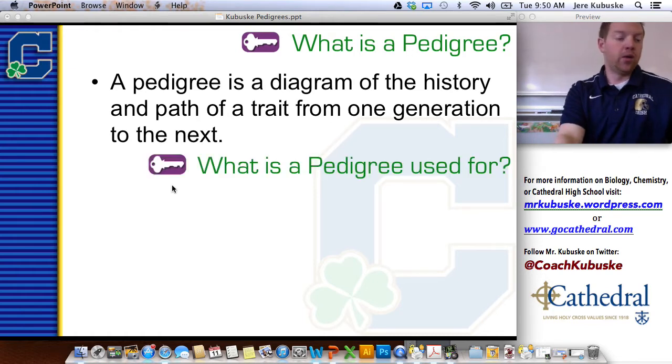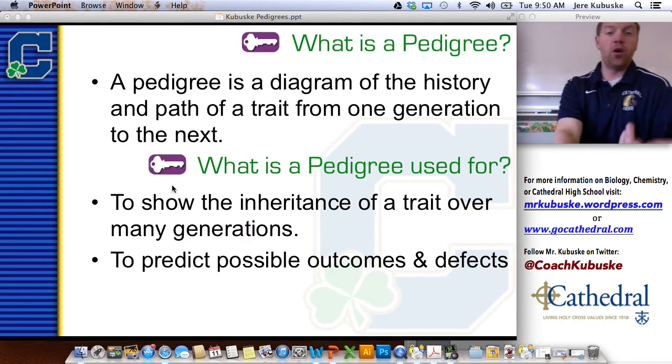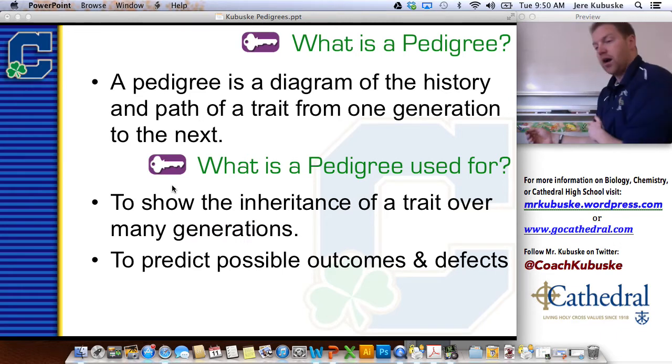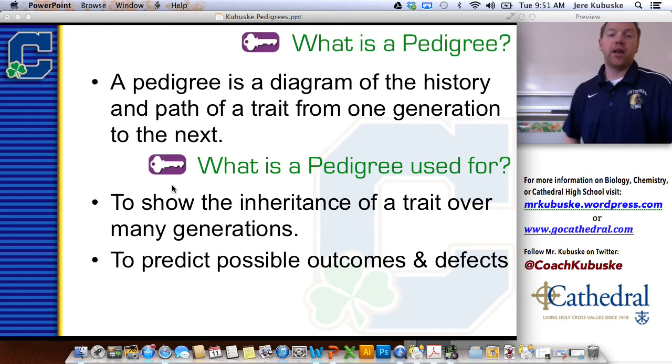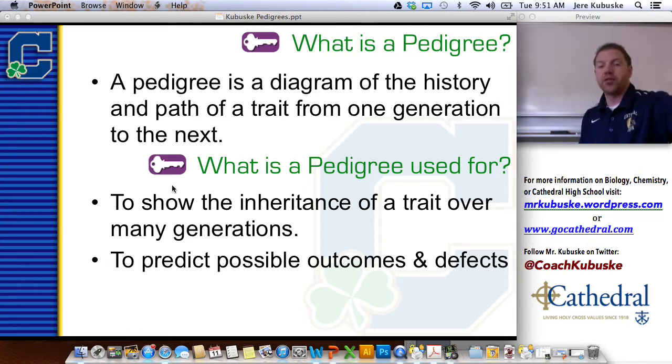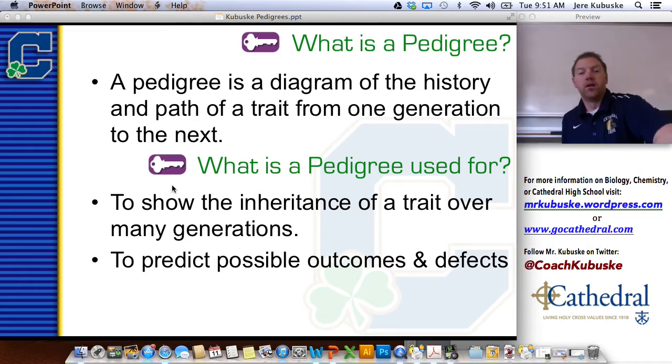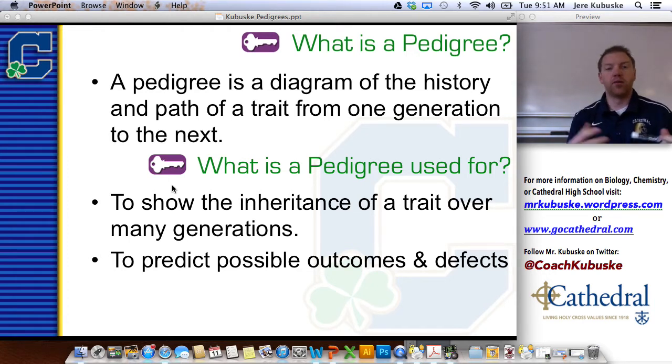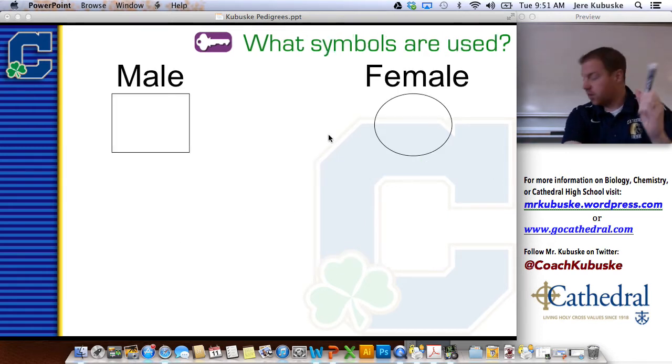Okay. And then what's a pedigree used for? Pedigrees are used to show the path of that trait through your family. You can watch how the traits either come or go, if they disappear or reappear, and you can also predict for your offspring the chances that your children will have a certain trait, or that your grandchildren will. And it's also good if there's a defect in your family, like hemophilia. If you know there's a history of hemophilia in your family, you can predict the chances of your child having hemophilia. This was important to the Kaiser or the Tsar, I forget which one it was, back in the olden days. Okay, so let's talk about the symbols that are used.